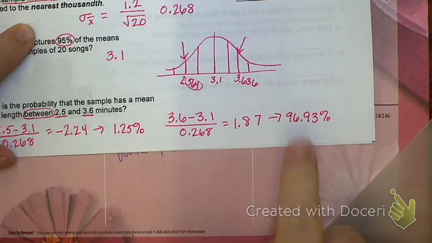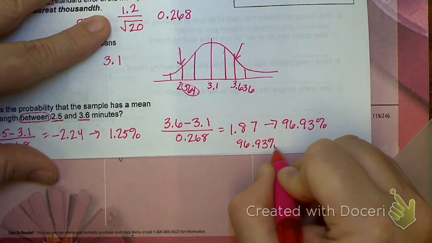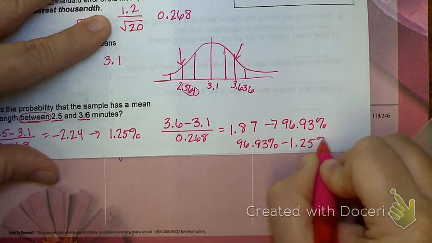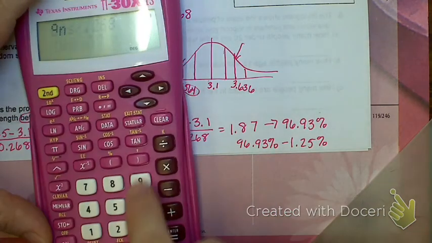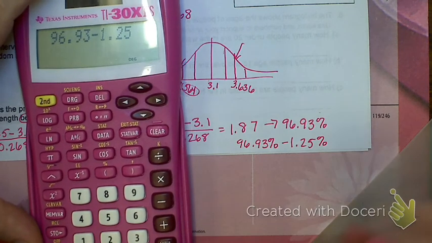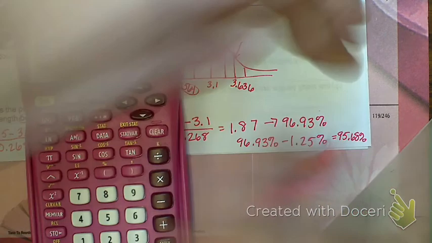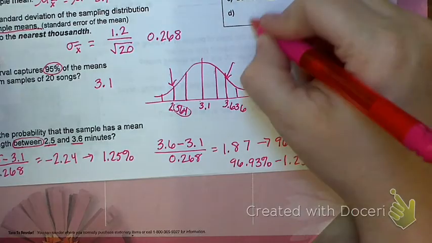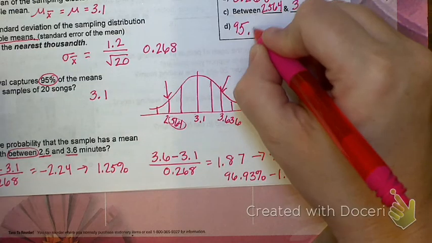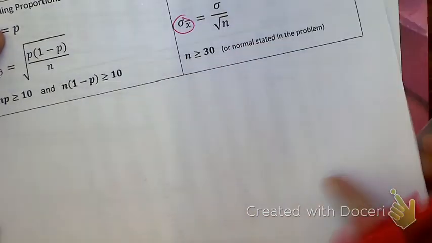So again, take the bigger one, subtract the smaller one. 96.93% minus 1.25% gives me 95.68%. So my answer to letter D is 95.68%. All of number 2 dealt with sampling means, so these formulas on this side.